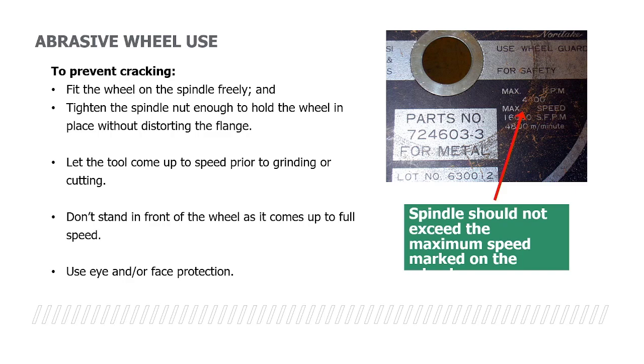The other thing is on abrasive wheel use. To prevent cracking, fit the wheel on the spindle freely and tighten the spindle nut enough to hold the wheel in place without distorting the flange. You only tighten it up to what the manufacturer's recommendations are as far as the torque spec is concerned.